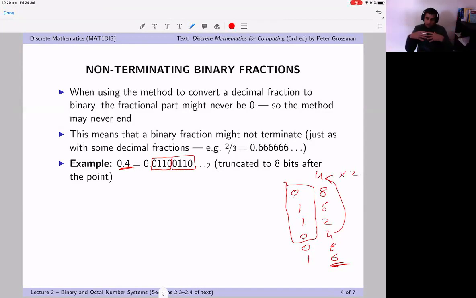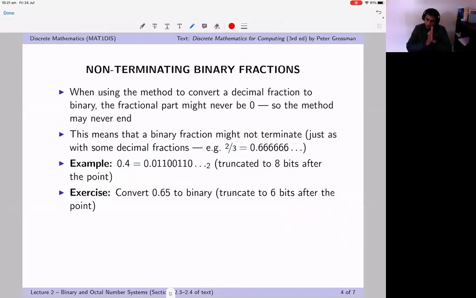It's your choice for how many bits you want to repeat it. Normally we go for 8 bits because the 1 byte that we have in computer is equal to 8 bits. So we want to fill 8 boxes. So normally we'll go to 8 places and then we stop.